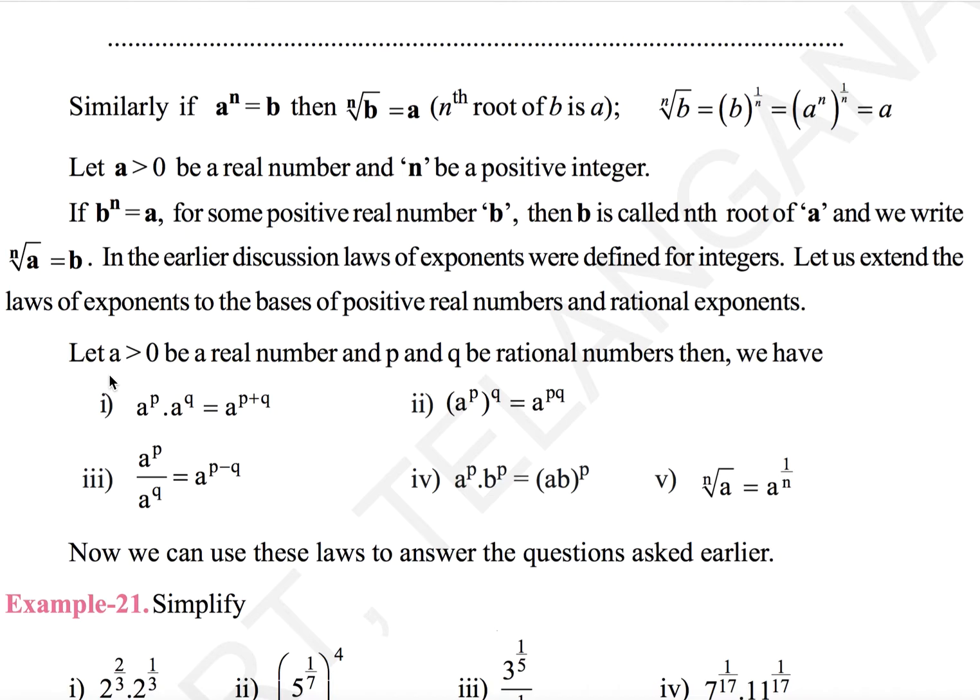In the earlier discussion, laws of exponents were defined for integers. Let us extend the laws of exponents to the bases of positive real numbers and rational exponents. Let a greater than 0 be a real number and p and q are rational numbers. Then we have a power p into a power q is a power p plus q, a power p whole power q is a power p q, a power p by a power q is a power p minus q, a power p into b power p is ab whole power p. Nth root a is a power 1 by n.